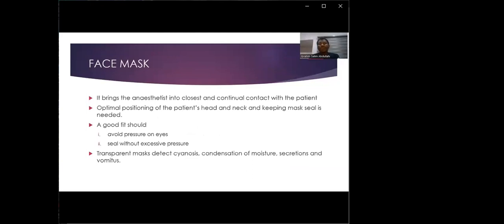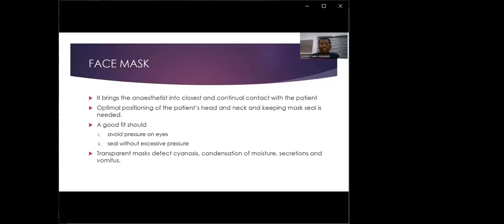So the first one is the face mask. One of the advantages of the face mask is that it brings the anesthetist into closest and continual contact with the patient. Optimal positioning of the patient's head and neck and keeping the mask seal is needed, so we need to maintain a patent airway so that the intended gases will be delivered to the patient's lungs. A good fit should avoid pressure on the eyes and seal without excessive pressure.